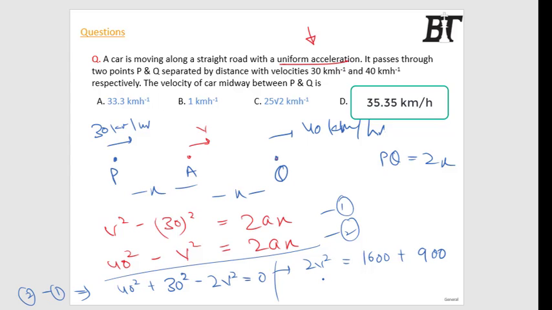After this, please solve it on your own. I am directly writing the final answer. The final answer is 35.35 kilometers per hour. This is our answer, option D.